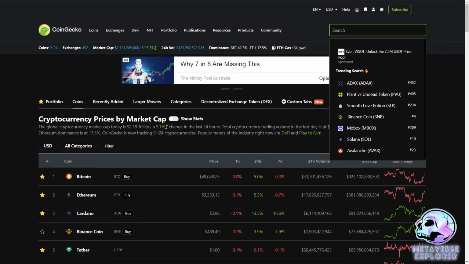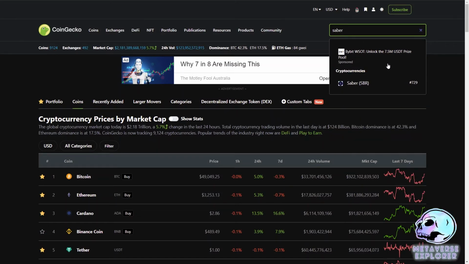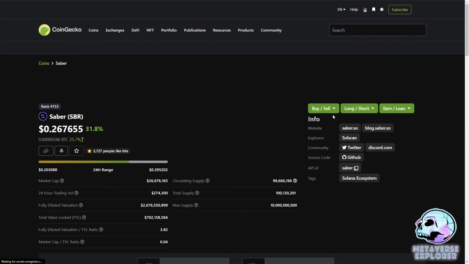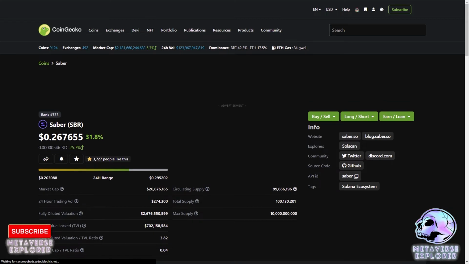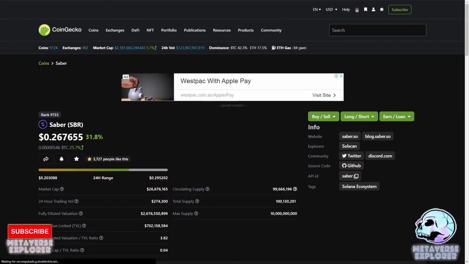Let's have a look at Saber now. Remember, they're both in very heavy competition with each other. One has slightly more TVL, but one has a more established brand and better partners. Once again, just type in Saber, and you see it's 729 at the moment, about the same ranking as Mercurial. Saber is currently $26, and it's increased by 31% today.